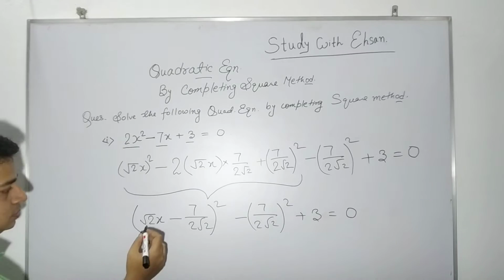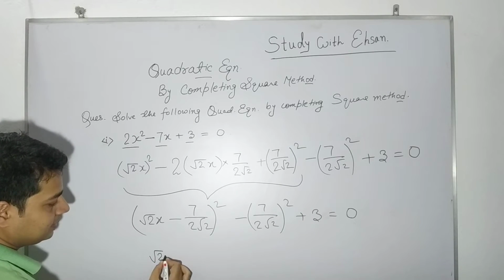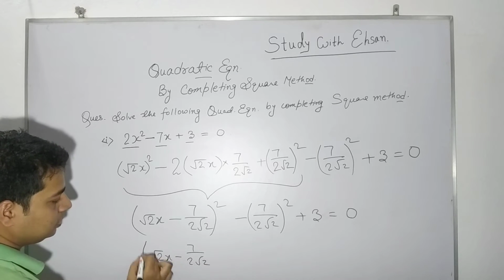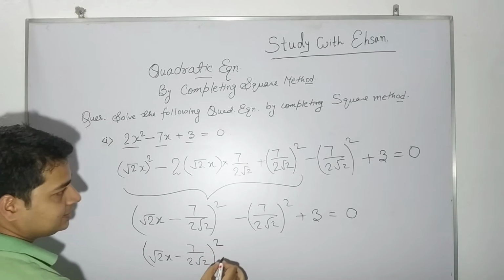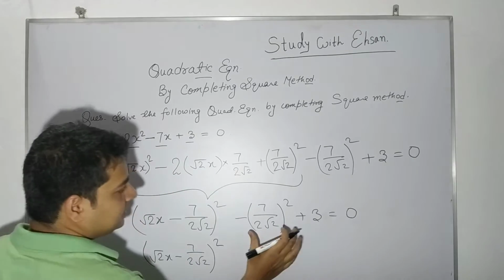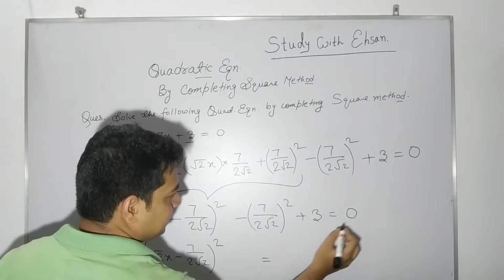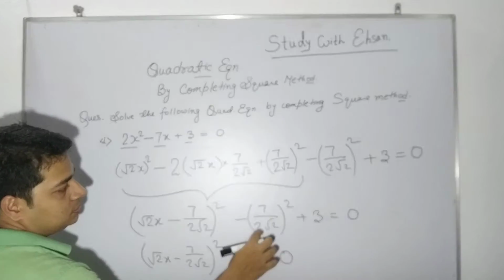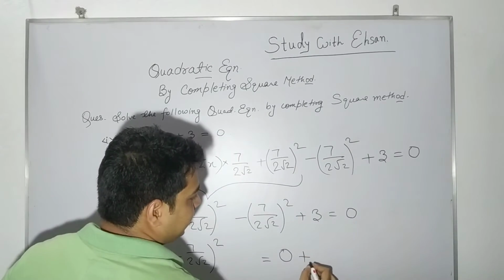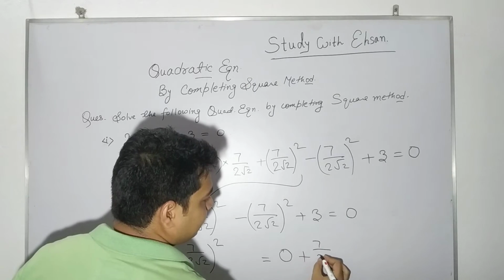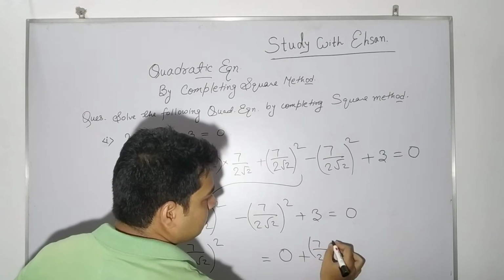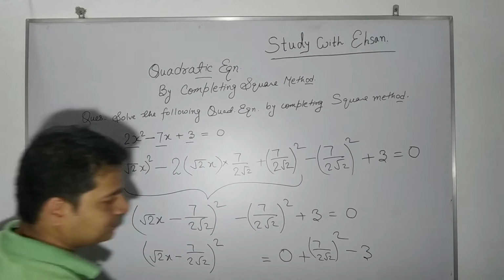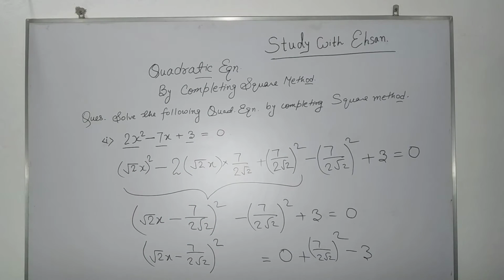Clear? Now root 2x minus 7 upon 2 root 2 whole square as it is, and we take these two terms to the right side. Here it is 0, and when this minus 7 upon 2 root 2 whole square goes to the right side, it becomes plus 7 upon 2 root 2 whole square, and plus 3 becomes minus 3 here. Is it clear?